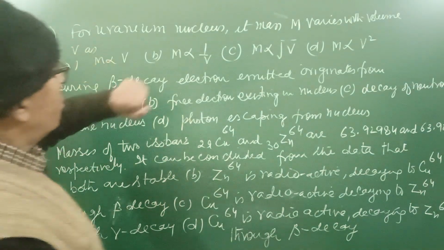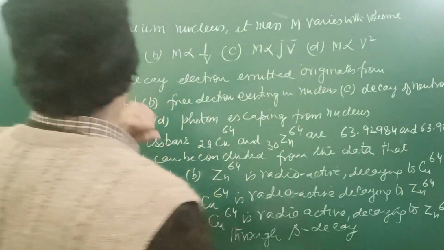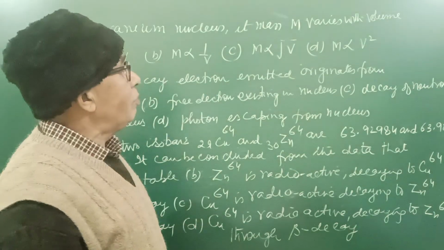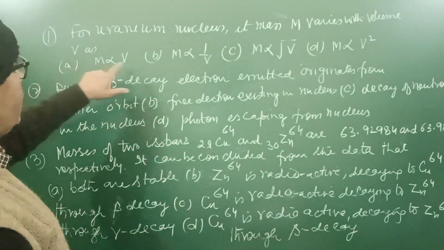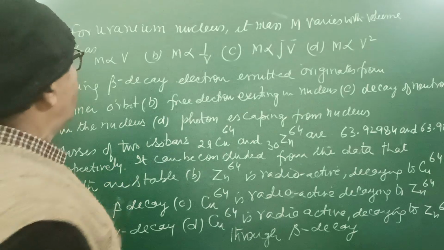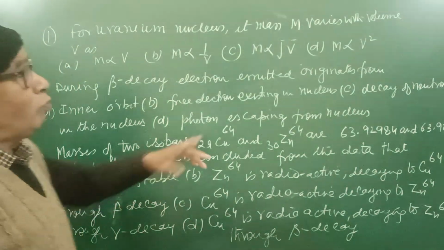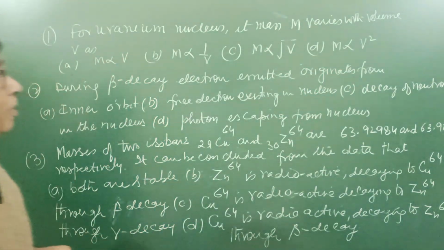For uranium nucleus, its mass m varies with volume V as: A, m proportional to V; B, m proportional to 1 upon V; C, m proportional to under root V; D, m proportional to V square. So which option is correct?